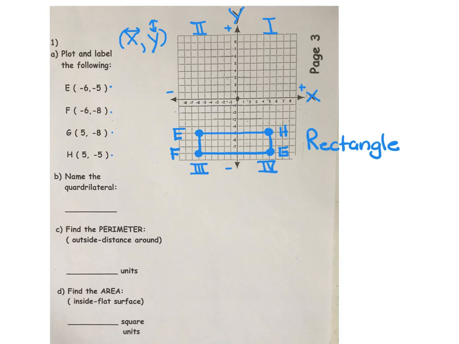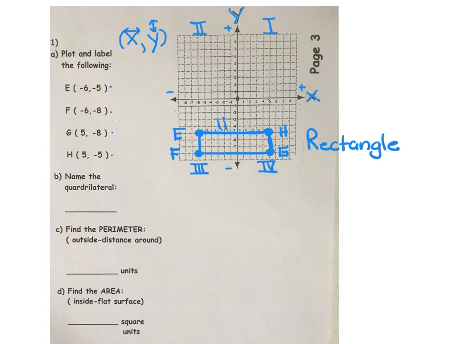The length of the rectangle is the longest dimension, and the width is the shorter dimension. In order to calculate the absolute distance from E to H, we're simply going to count the blocks. 1, 2, 3, 4, 5, 6, 7, 8, 9, 10, 11. This has a length of 11.